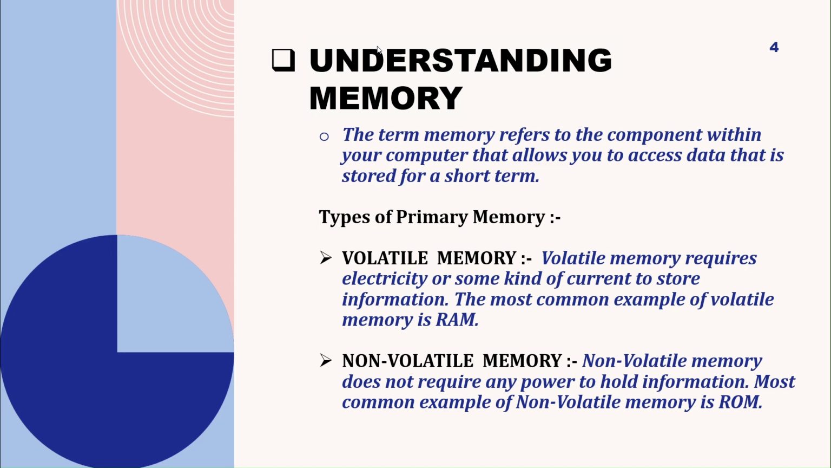Now we are going to see about memory. This is the same definition of memory which I have seen earlier. There are two types of memory, volatile memory and non-volatile memory. Volatile memory requires electricity or some kind of current to store information. An example of volatile memory is RAM. Unlike volatile memory, non-volatile memory does not require any power to hold information. The most common example of non-volatile memory is ROM.